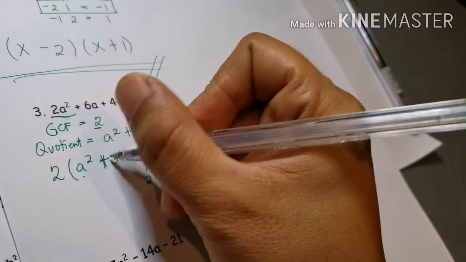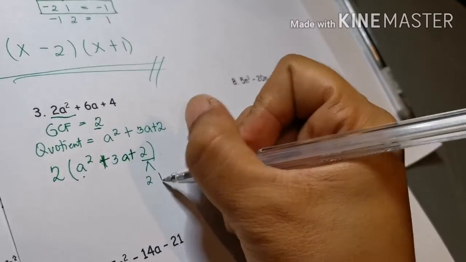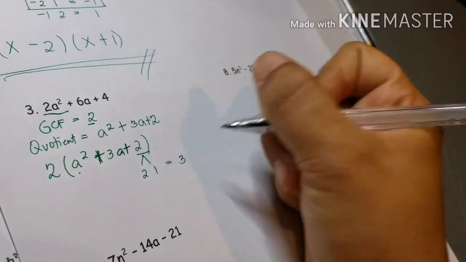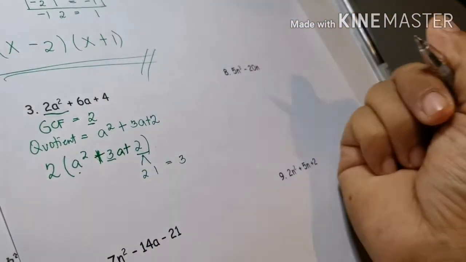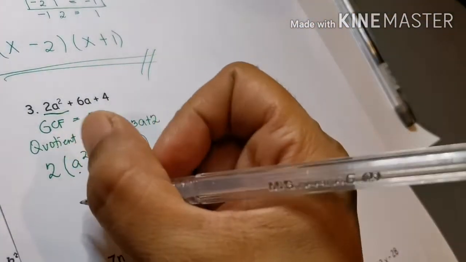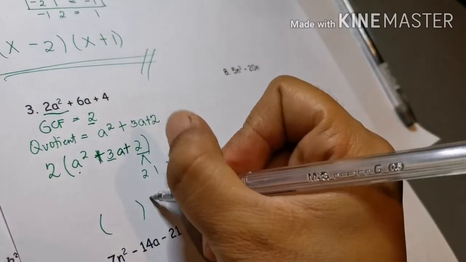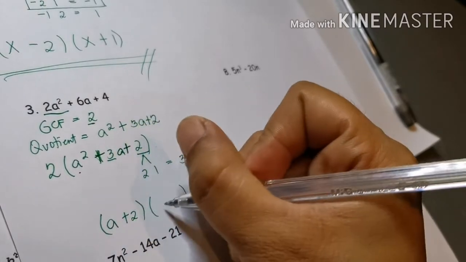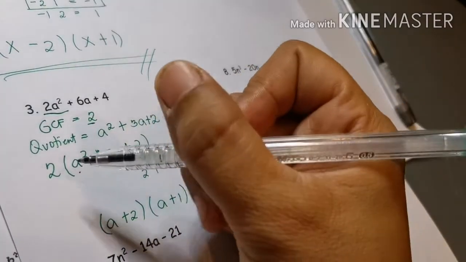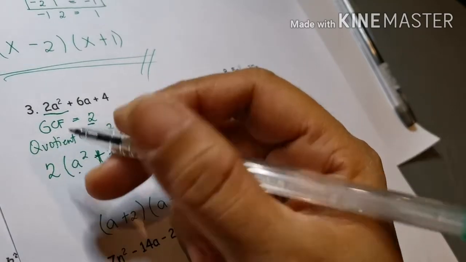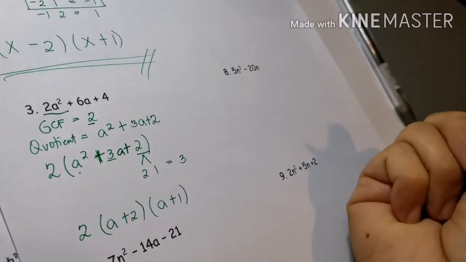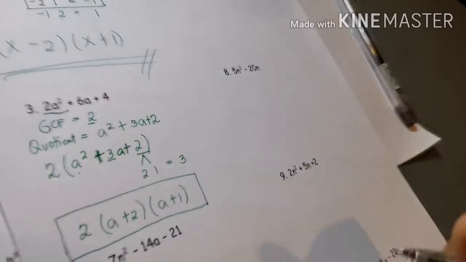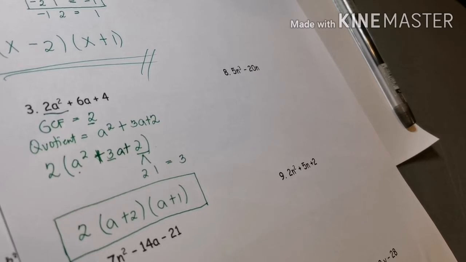Since it is plus and that is also plus, then both of our factors are positive, and if we add those, it will be equal to the coefficient of our middle term. So the factors of our quotient are a plus 2 and a plus 1, but do not forget we have there our GCF, which is also one of our factors. So these are the factors of 2a squared plus 6a plus 4.